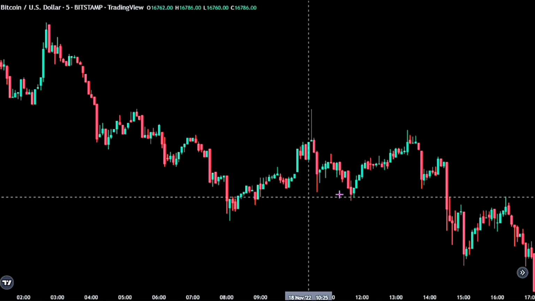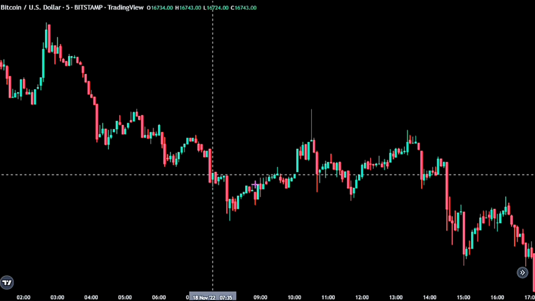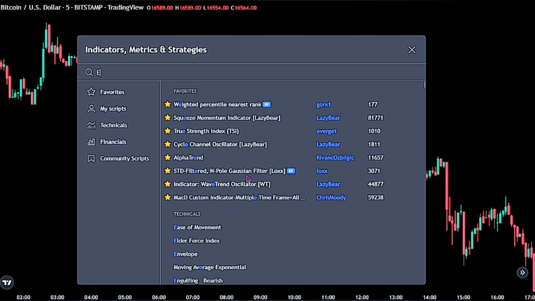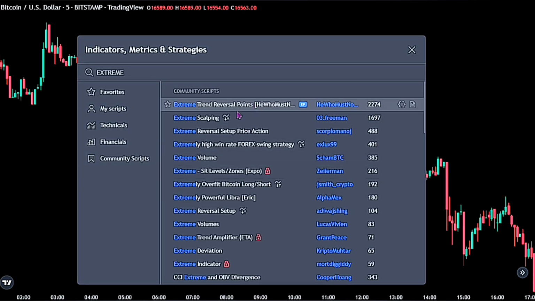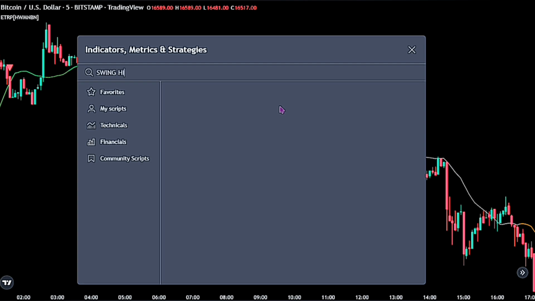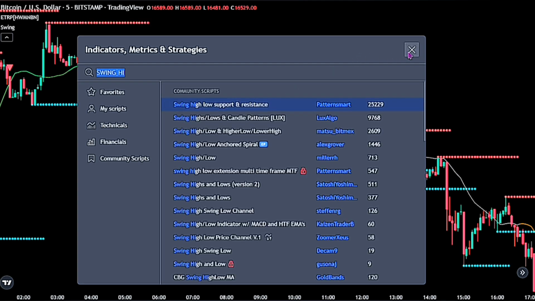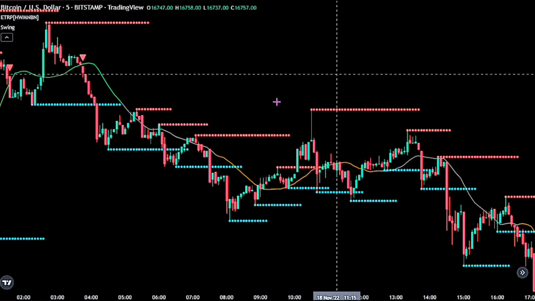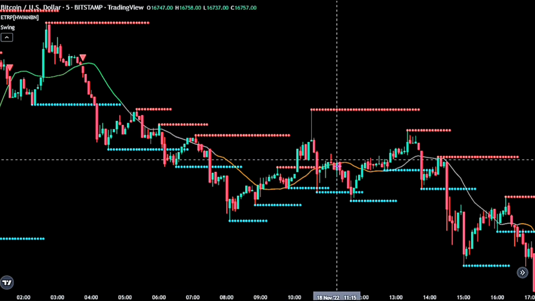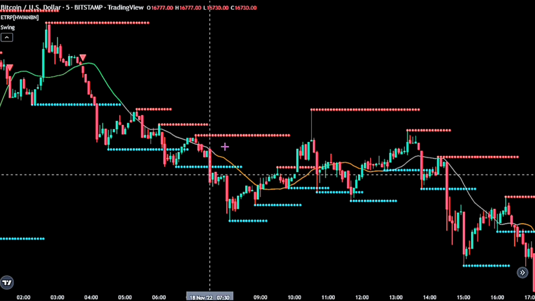Okay guys, let's now go over the indicators and settings used for this strategy. Now for the first indicator, bring up the indicator panel. Search for the Extreme Trend Reversal Points by He Who Must Not Be Named. And for the second indicator, search for the Swing High-Low Support and Resistance by Pattern Smart. Now for the inputs for both indicators, we would be leaving them at default. But for the style, let's make some slight adjustments for a clear view.